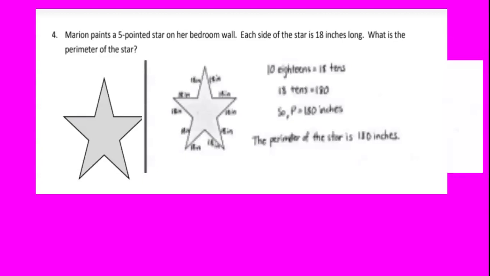Each side is 18 inches long. There are 10 sides. So instead of counting 18 ten times, you do know that 18 times 10 would be 180. So the perimeter would be 180 inches. You've got to think of those tricks before you panic, because you can multiply tens by anything.